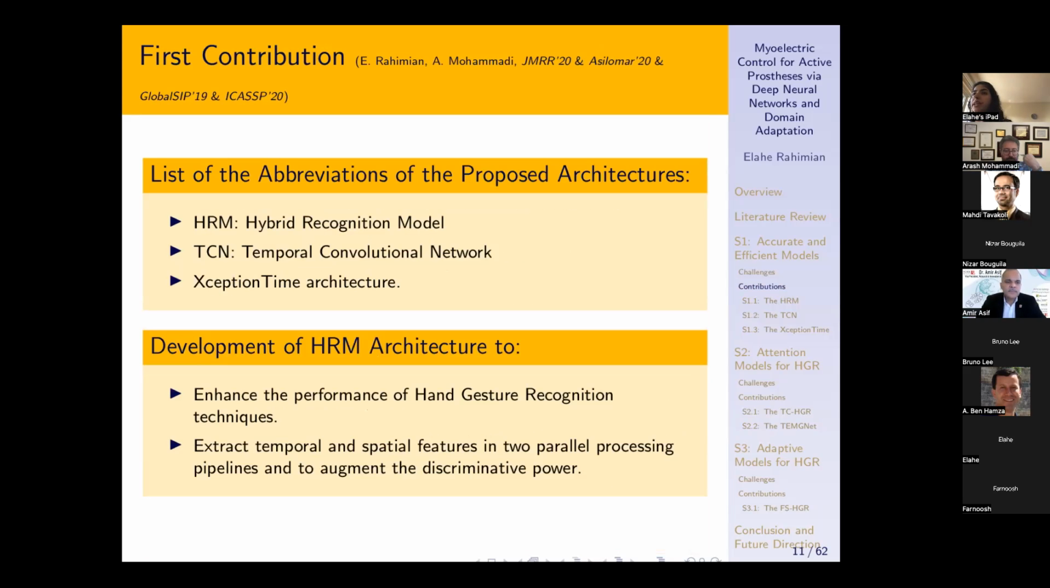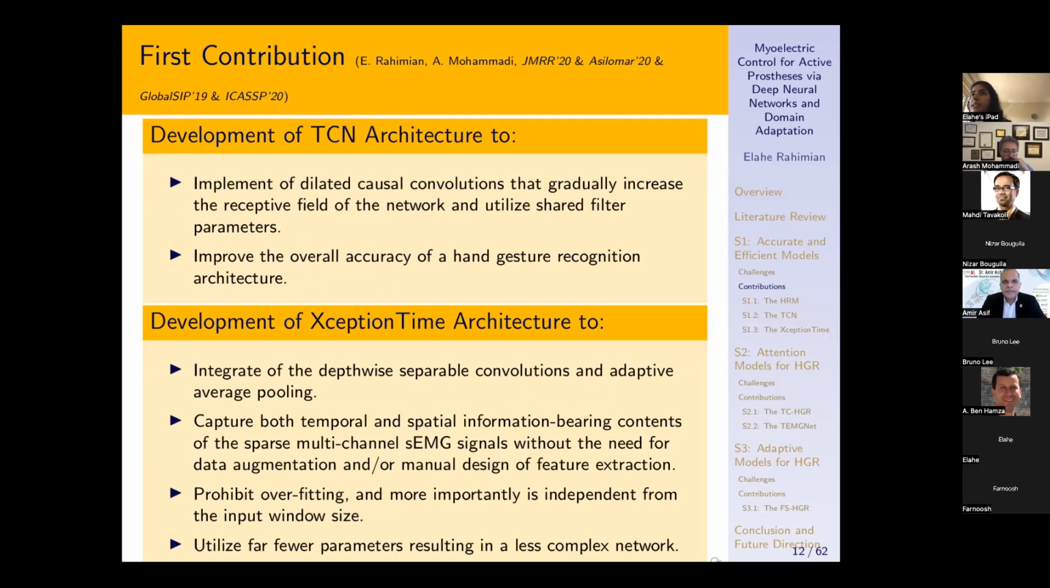More specifically, HRM, which is a hybrid recognition model, is developed to first improve the accuracy and second extract temporal and spatial features. Then we propose the TCN architecture. All the time when we have sequence modeling, the first thing that comes to mind is using recurrent-based architectures. But here we show that if we use convolutions in a proper way, we can improve the accuracy and performance. So we developed the TCN architecture here.